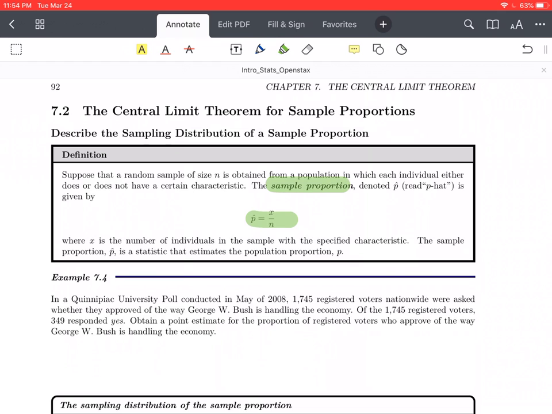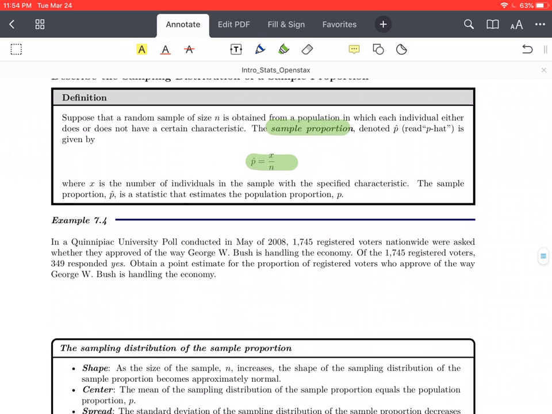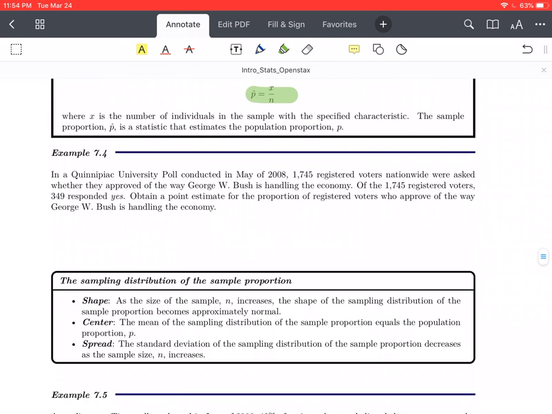So we're looking at what proportion of people in our samples have a certain characteristic. For example, in a Quinnipiac University poll conducted in May 2008, 1,745 registered voters nationwide were asked whether they approved of the way George W. Bush is handling the economy. Of those 1,745 registered voters, 349 responded yes.